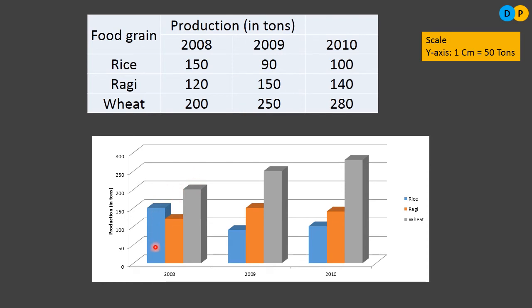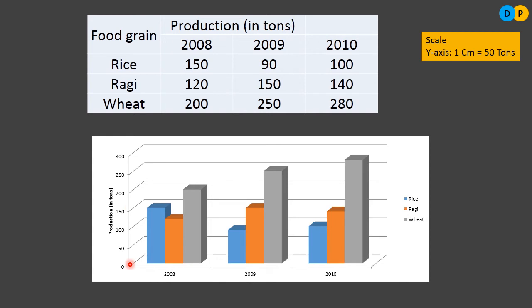Okay, so please notice here. This is the x-axis and this is the y-axis. For the y-axis we have considered the scale. What is the scale? 1 centimeter is equal to 50 tons. So 1 centimeter is equal to how much? 50 tons. So 50 tons, 100 tons, 150 tons, like that.